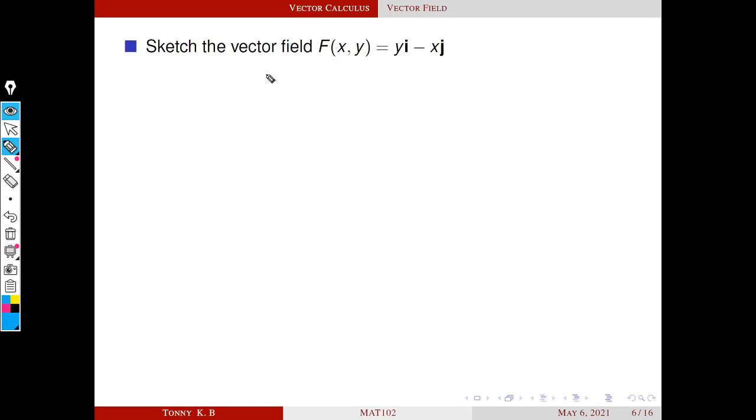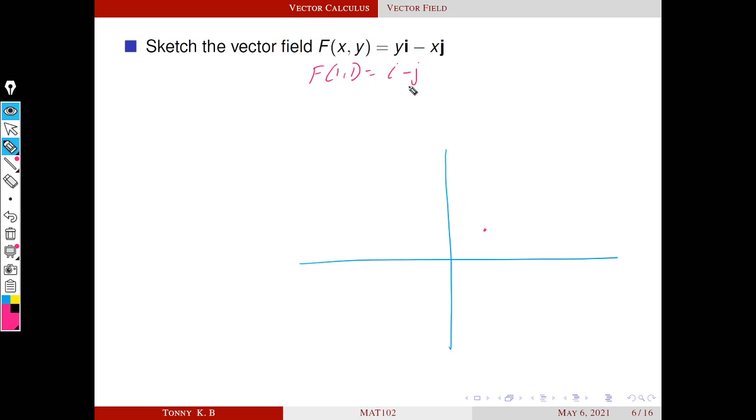For example, consider a vector field. Sketch the vector field f(x, y) = yi - xj. Then how to sketch this vector field? In two dimensions, so draw this. First of all, we have to identify a point. Suppose we consider the point (1, 1). So we have to assign a vector at this point. To do that, first of all, we have to identify f(1, 1). What is f(1, 1)? It is i - j. So first you identify the vector i - j, then plot that vector at this point.